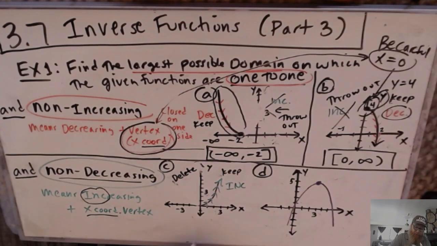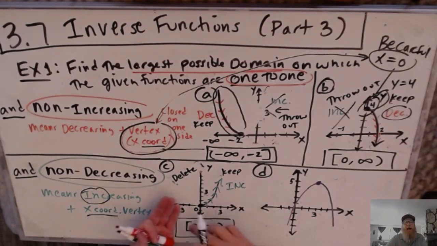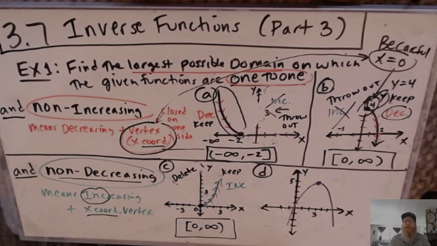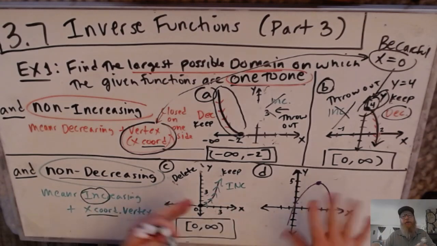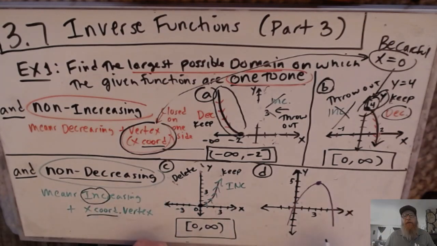Don't forget to keep the vertex. So the vertex is at 0. All right, we want the x-coordinate of the vertex. So this domain is also from 0 to infinity. That's the largest domain on which this function is not decreasing. One more example, and then we're going to have to draw these graphs ourselves in the next example. So enjoy the honeymoon. It's about to end.